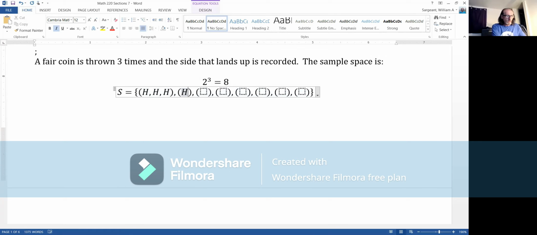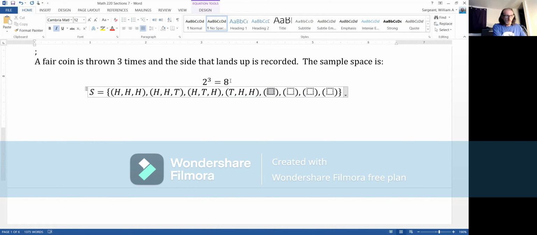The first one I'm listing is one extreme event where all 3 are heads. Then I'm going to list 3 of them where there are 2 heads and 1 tail, and what I'm doing is moving where the tail shows up. At the end, in the middle, or at the beginning.